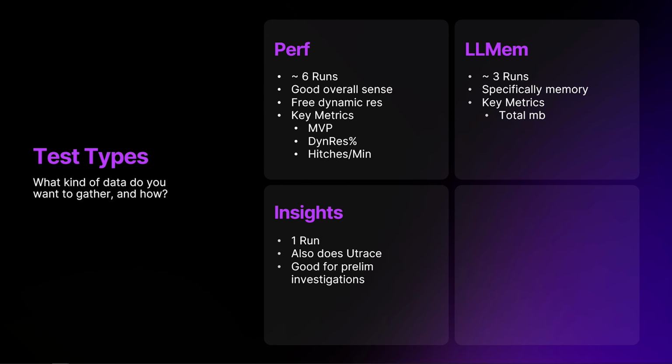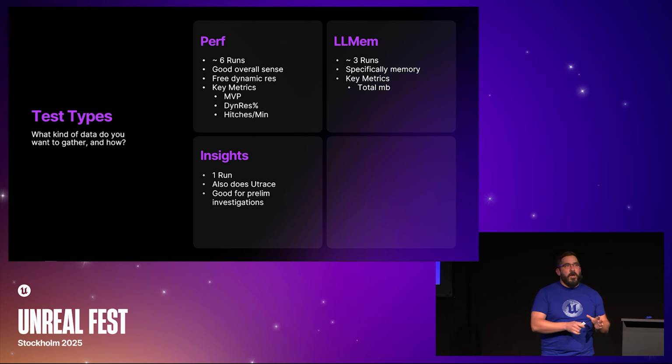The insights test type is going to do one run and then give you a utrace file. So it's good for some of your preliminary investigations, check on, should I be looking more at the CPU or more at the GPU? Because there is a little extra overhead for testing with Unreal Insights. And so if we're trying to get a general gut check of performance on our project, maybe we don't need all that additional overhead if I want to know, are we running at about 30 milliseconds?